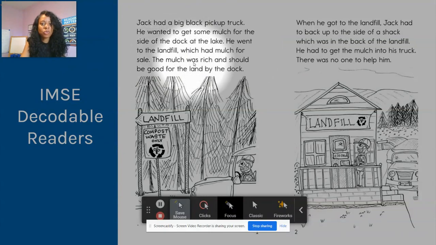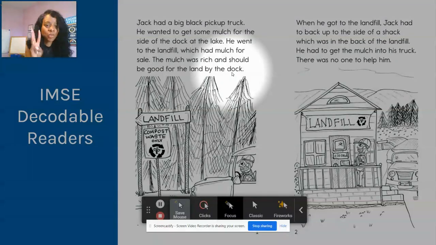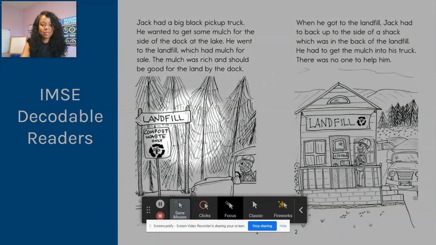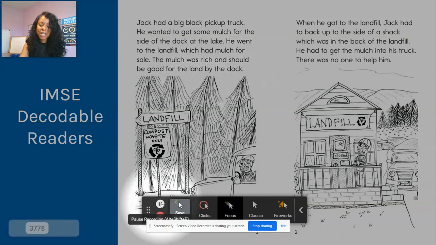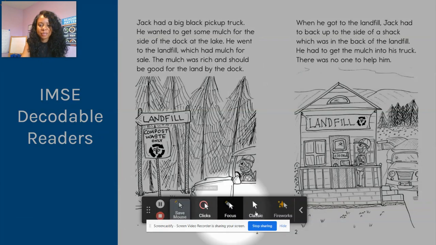The mulch was rich and should be good for the land by the dock. All right, we are going to be detectives and we are going to pick 3 words that we can write down with the CK. Okay, so we are going to find them now. All right, so let's play a game of I Spy. I spy with my little eye a word that rhymes with stuck, but it begins with a TR. Look in the first sentence.